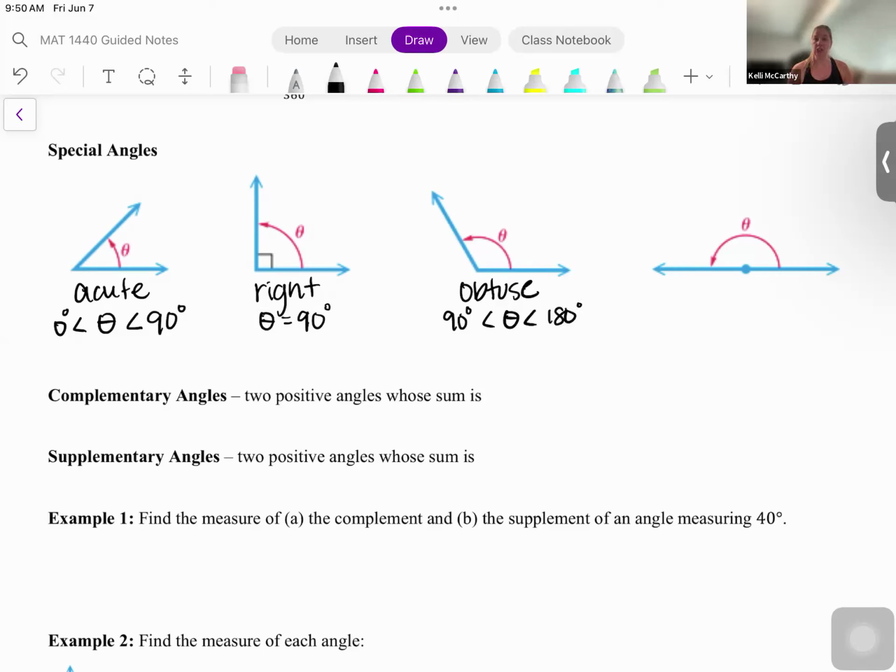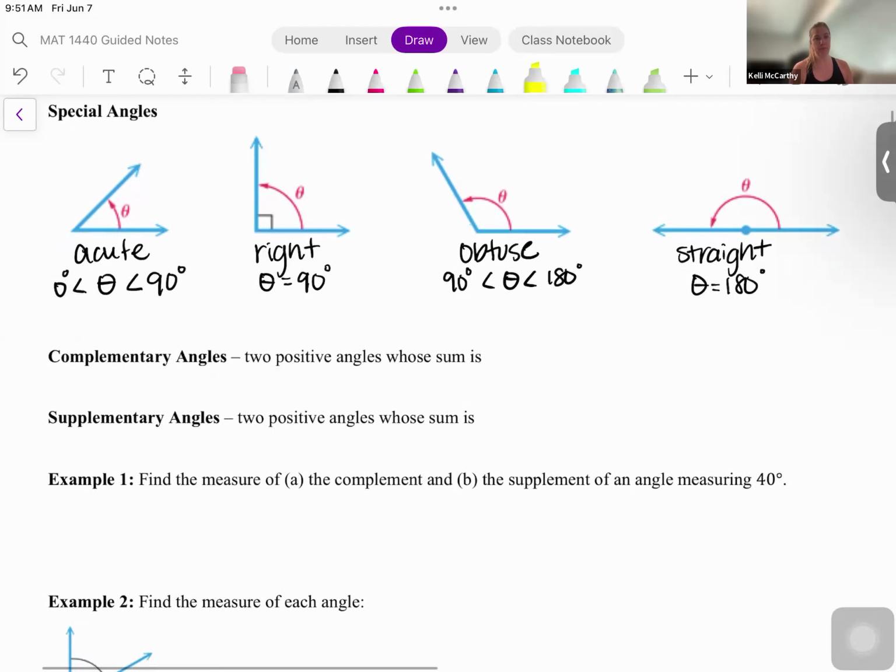And then our last illustration, a straight line, represents what we call a straight angle. A straight angle has a measure of exactly 180 degrees. Complementary angles are two positive angles whose sum is 90 degrees. Supplementary angles are two positive angles whose sum is 180 degrees.